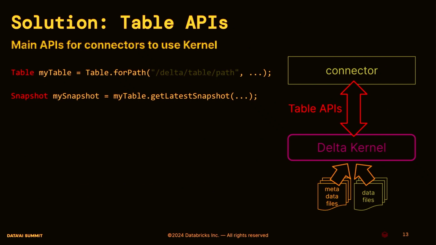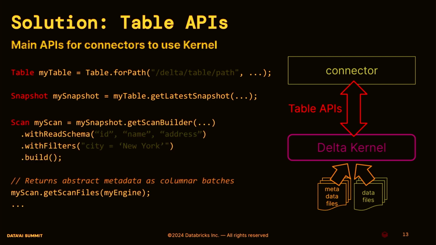And so the way we've exposed the API is we call this set of APIs table APIs, where you create a table object by providing it a path. I've removed some of the details. I'll fill in a little bit more afterwards. You provide a path that creates a table object. From the table object, you can get a snapshot of your Delta table, either the latest one or time travel, specify a version, specify a timestamp, whatever.